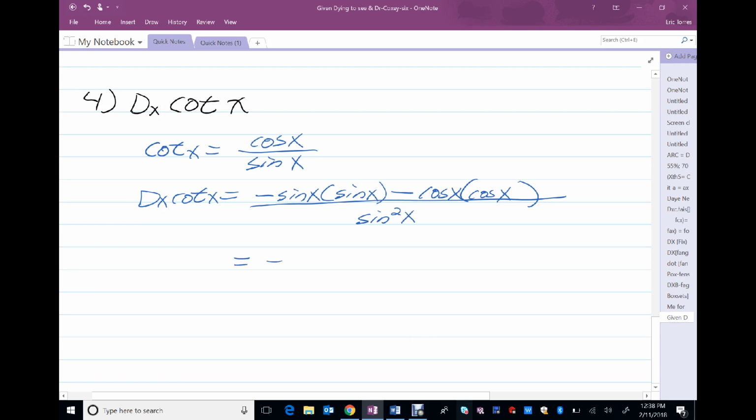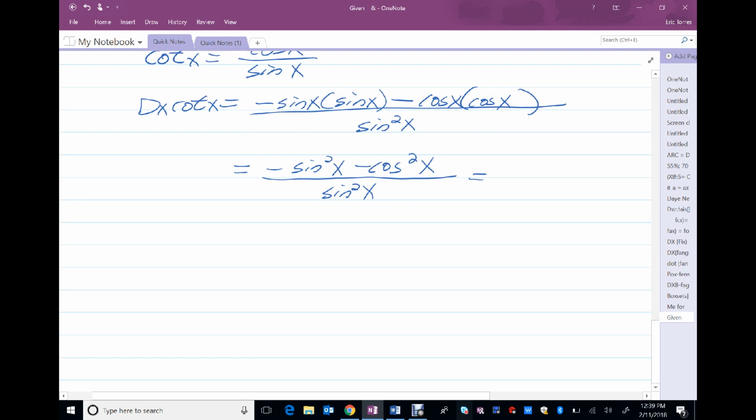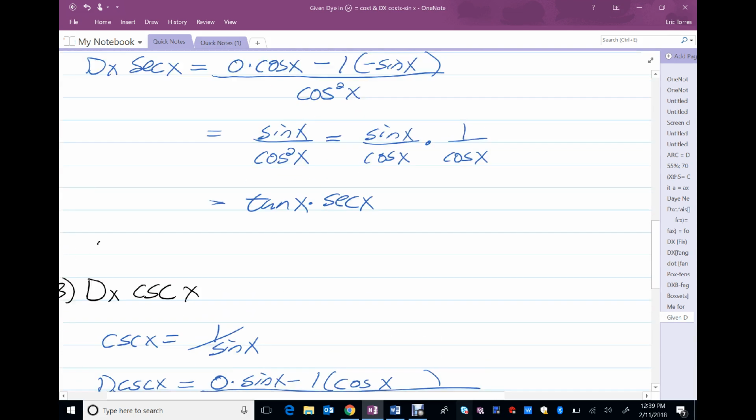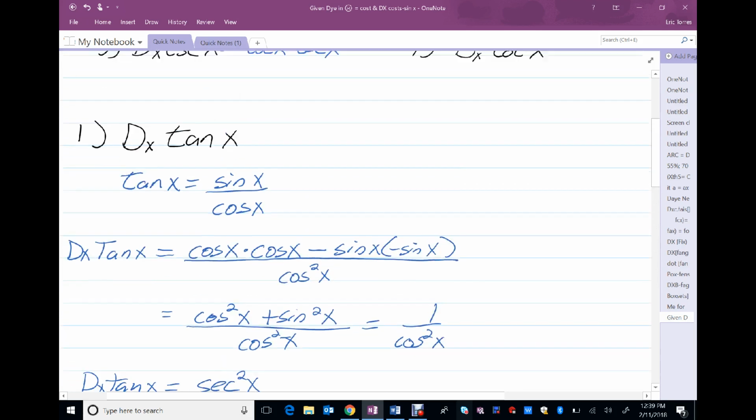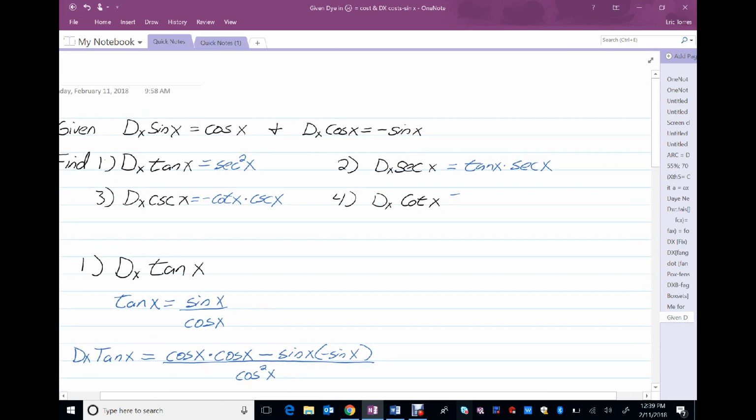And I'll simplify this. And the top by trig identity is negative 1 over sine squared of x, which is negative cosecant squared of x. So the derivative of cotangent is negative cosecant squared of x.